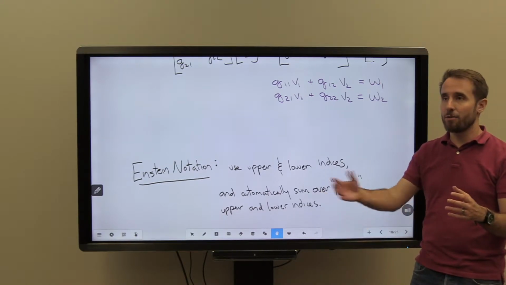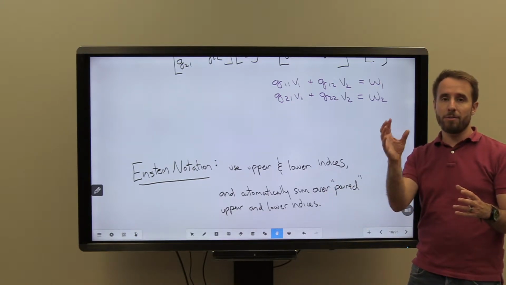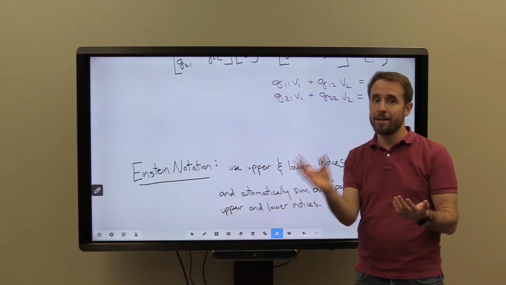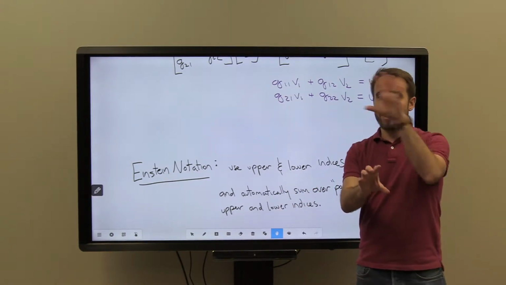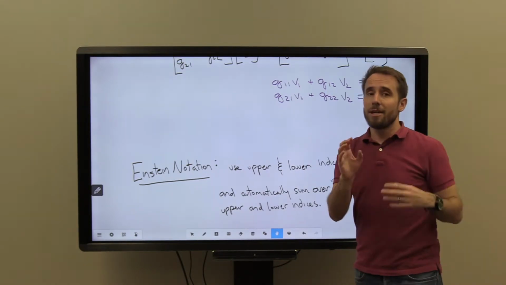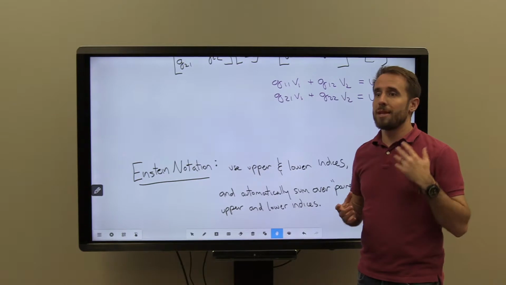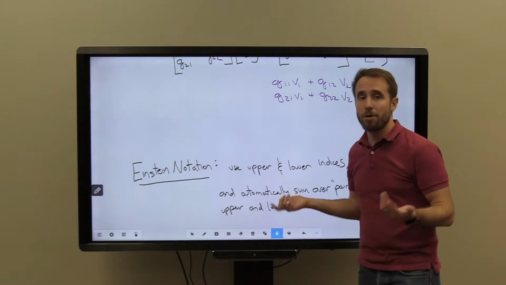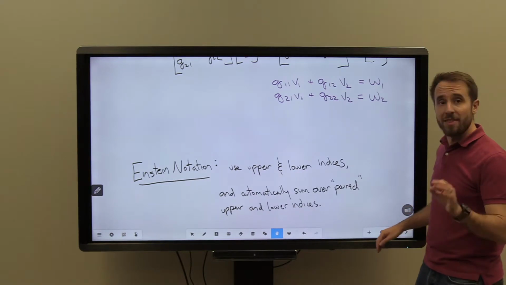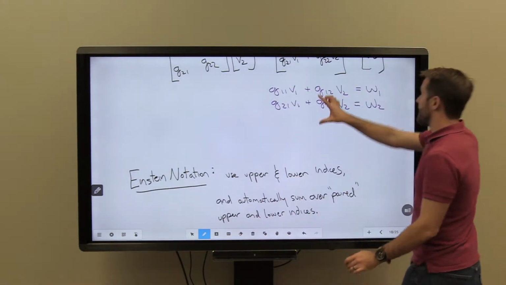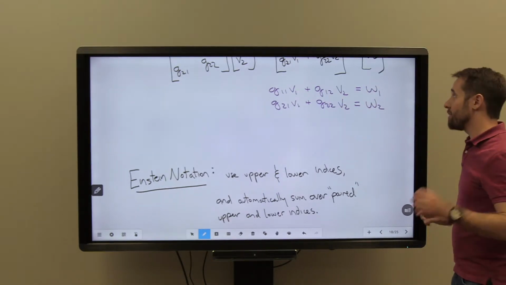In other words, if I had an equation with one index, let's say a k as a subscript, and in the same multiplication there's another index that's a k as a superscript, I would tacitly assume that I am summing over all possible k values. In this case, k would go from 1 to 2. So with that in mind, I could rewrite these formulas as follows.